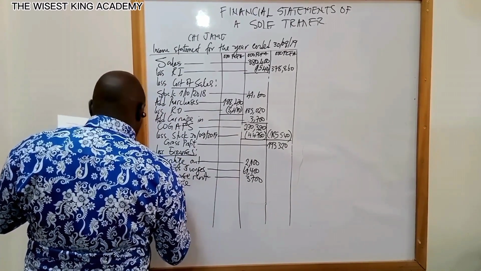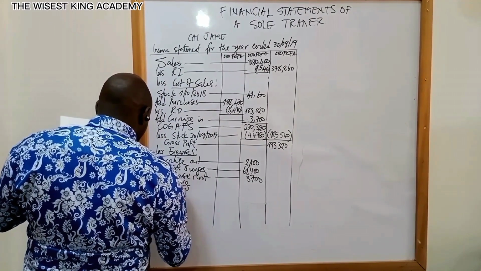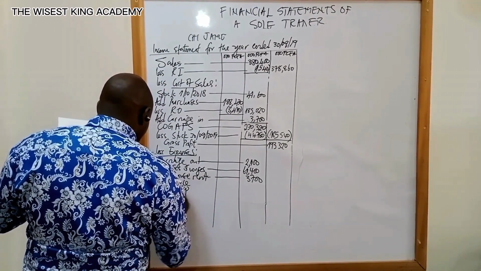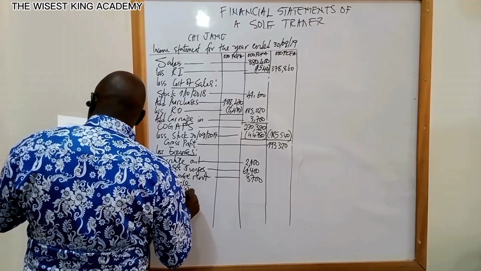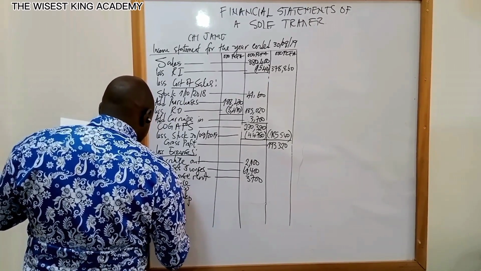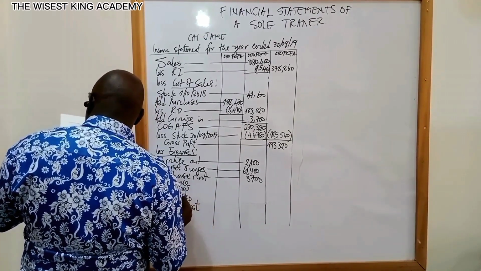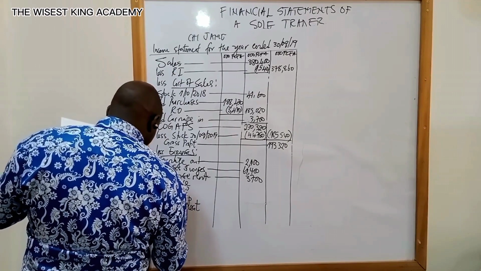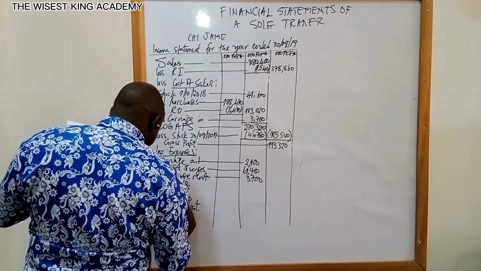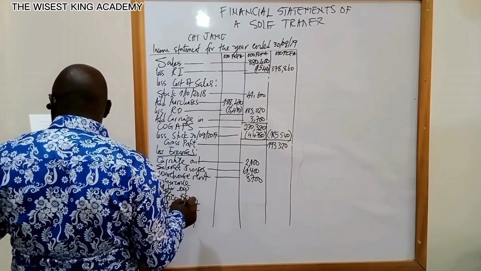After insurance, we have motor expenses. After motor expenses, we have office expenses. After office expenses, we have light and heat expenses. After light and heat expenses, we have general expenses. I believe that should be the last. Yes.